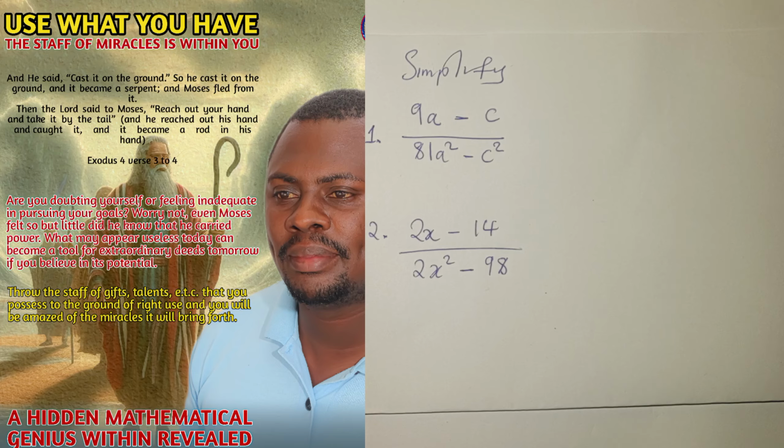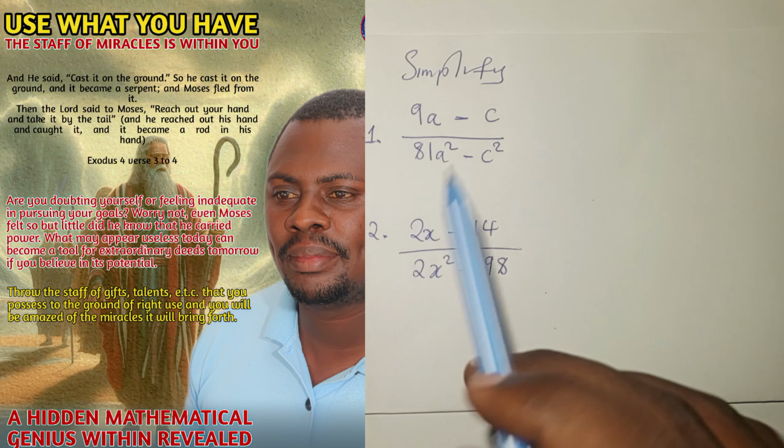We continue on our algebraic fractions. So we have the first question there. Simplify 9a minus c over 81a squared minus c squared. Okay, so I said if you want to simplify algebraic fractions, make sure that you factorize both the numerator and the denominator if they are factorizable.